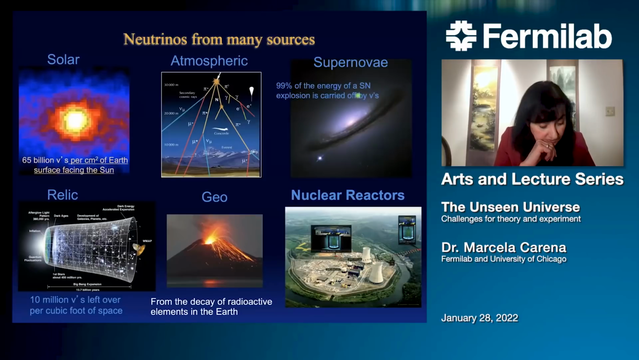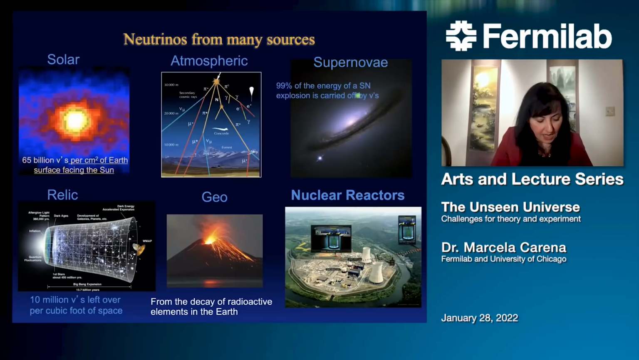Then there are the relic neutrinos. These neutrinos are really old. They come from a second after the Big Bang. This is the time when the neutrinos cease to interact with all other types of matter. But since neutrinos don't talk to anyone after that, they are still around and we can look at them. Then there are, of course, geoneutrinos.